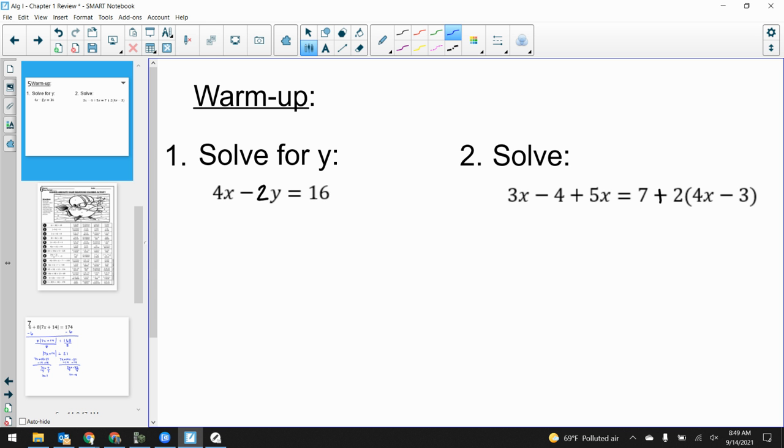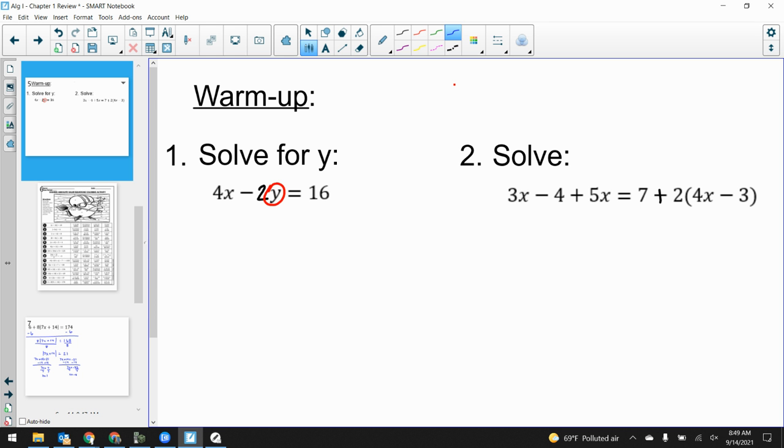All right. So 4x minus 2y is equal to 16. I want to solve for y. Remember, the first thing that you do when you try to solve for a variable is locate the variable that you're trying to solve for. So, solve for y. And then you say, okay, what's being done to y?